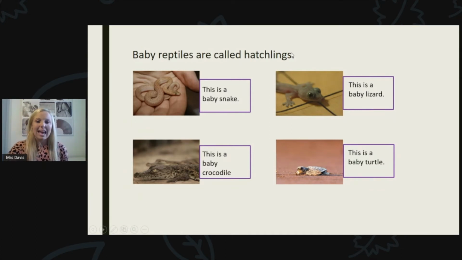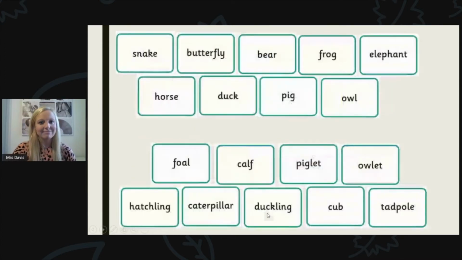Okay, so hatchlings. Now, do you remember that when reptiles reproduce, they lay eggs, don't they? And if you think about it, what do we say when one of those baby animals is being born out of an egg? We talk about them hatching, don't we? Maybe when we've spoken about birds, we talk about the birds hatching. So it's interesting, isn't it? The baby reptiles are also born in eggs, and they hatch from their eggs. They're actually called hatchlings. I quite like that.